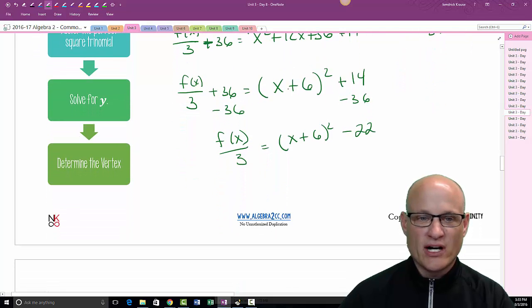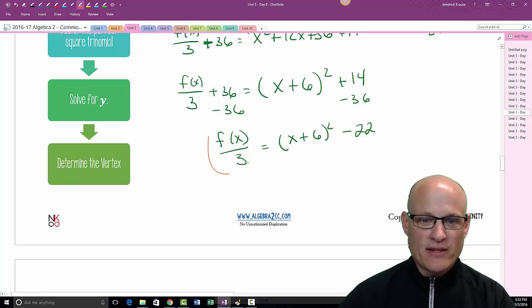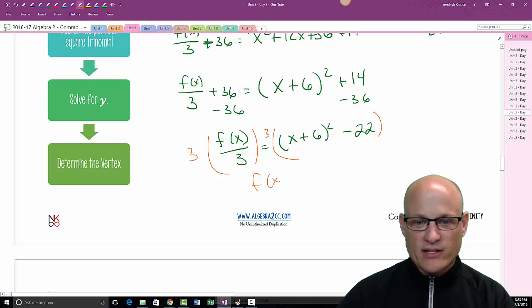We're almost done. I just got to get rid of that 3. So I'm going to multiply this side by 3, and I'll multiply this side by 3. So I get f of x equals 3 times x plus 6 squared minus 66. Identify the vertex: -6, -66. Remember, it comes out opposite.